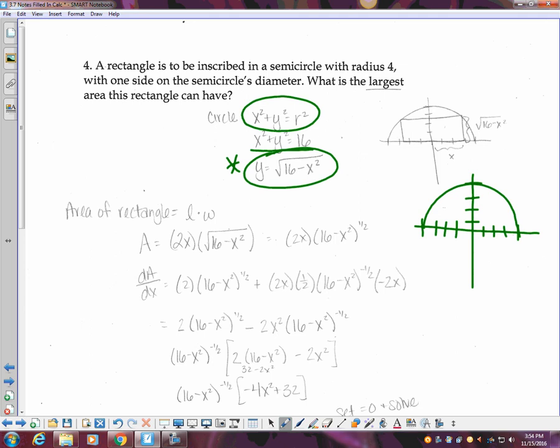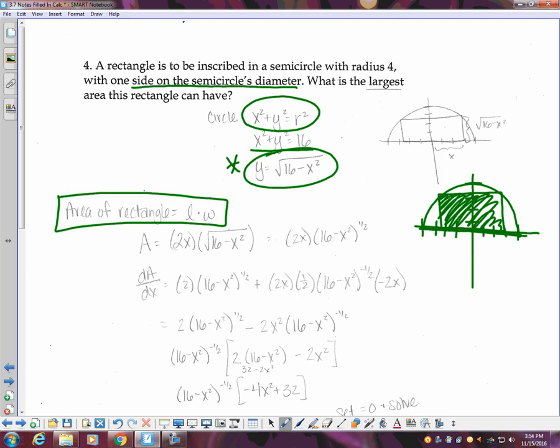Inside this semicircle, I have a rectangle. It says with one side on the semicircle's diameter. Well, here's the diameter, and one side of my rectangle is on the diameter. What is the largest area the rectangle can have? So I want to maximize the area of my rectangle. That is where I started. Don't just go flailing around with some formulas. Read it, see which formula you need, and that's the one you're going to differentiate.